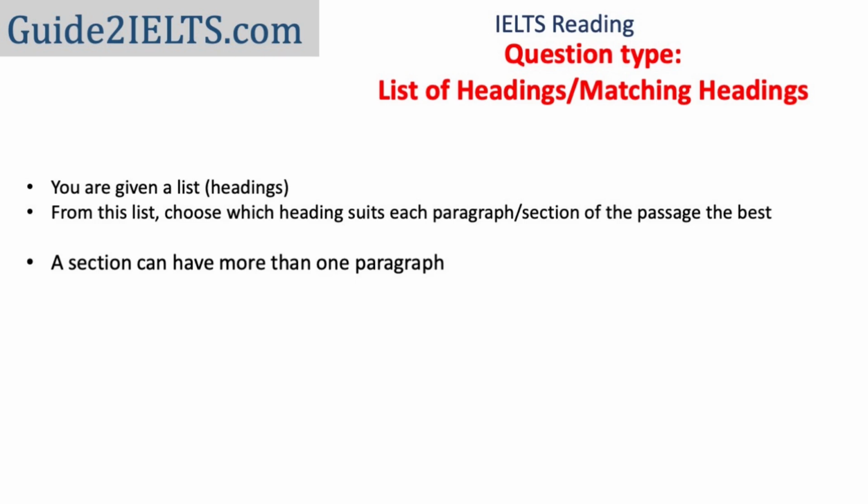If list of headings is one of the question types given, then the passage is divided into paragraphs or sections and they are labeled A, B, C and so on. If it is divided into sections, it means each section could have one or more paragraphs. So when you have to identify a heading for a section, you need to take into account all the paragraphs of that section. This is important to keep in mind because if you choose a heading based on only one paragraph of a section, obviously it could be incorrect.